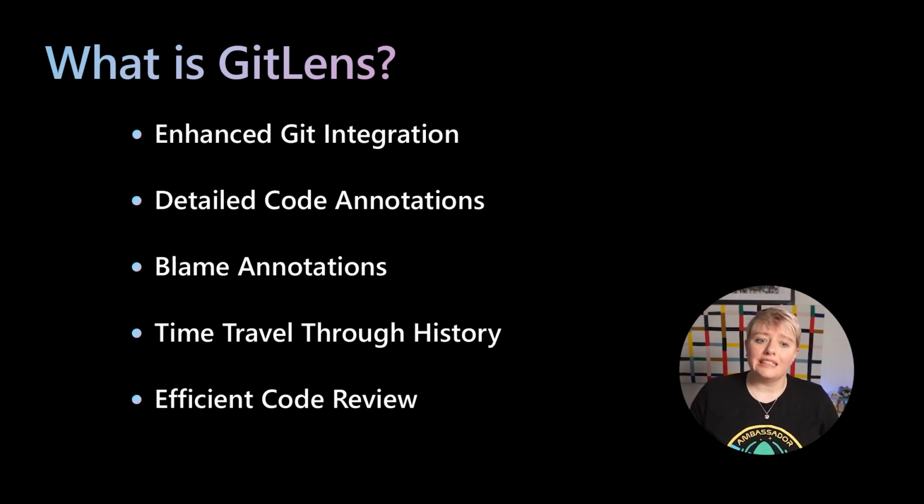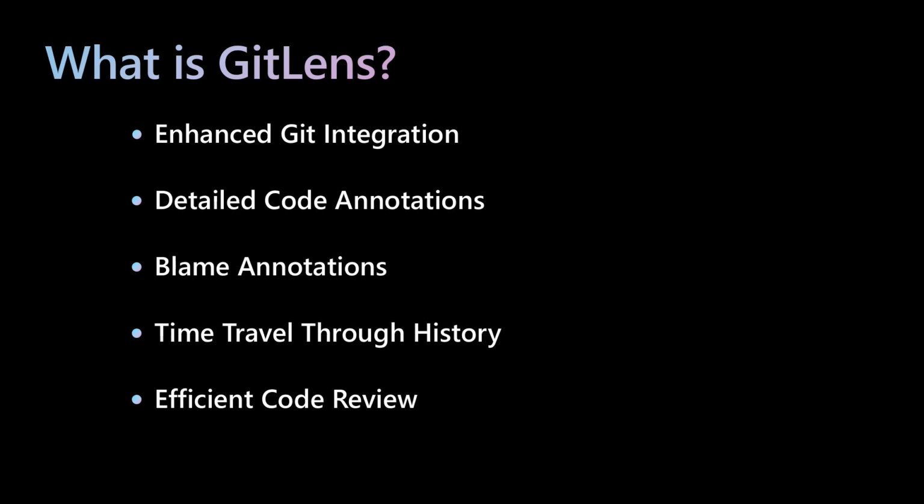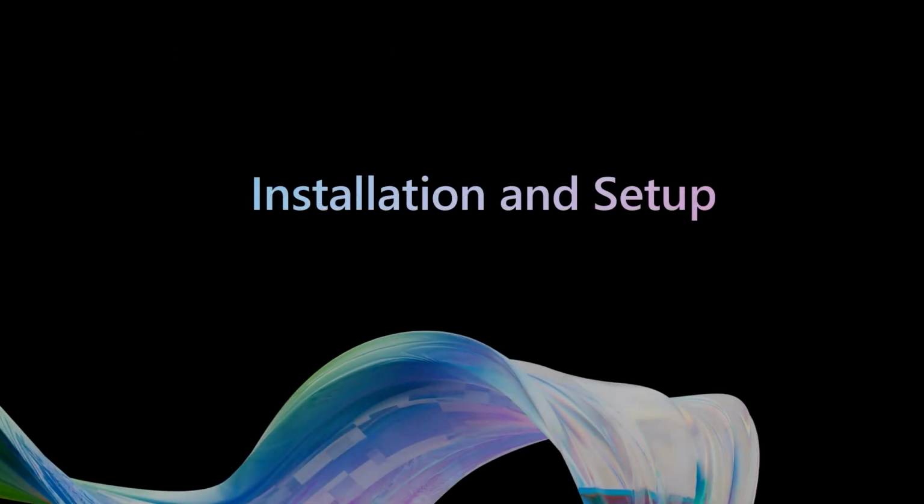With GitLens, you can easily time travel through your project's history, viewing previous commits and changes to gain insights into the evolution of your code base. And it also streamlines your code review processes by providing visual representations of code changes, helping teams collaborate more efficiently and understanding the impact of each contribution to the code. So now that we know what Git is and GitLens is, let's take a look at how we actually get started with GitLens through installation and setup.